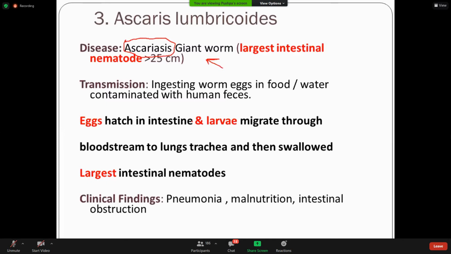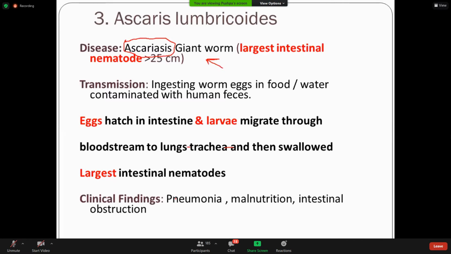Transmission: ingesting worm eggs in food or water contaminated with human feces. Eggs hatch in the intestine, and larvae migrate through the bloodstream to the lungs. After the lungs, they go to the trachea, and are then swallowed through the pharynx into the intestine and develop there. Okay, Ascaris lumbricoides are giant roundworms, the largest intestinal nematode, and their size can be up to 25 centimeters.